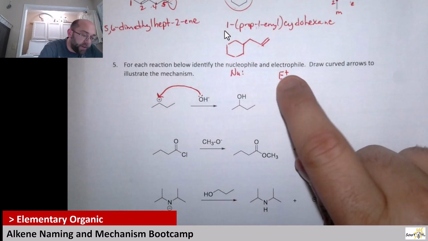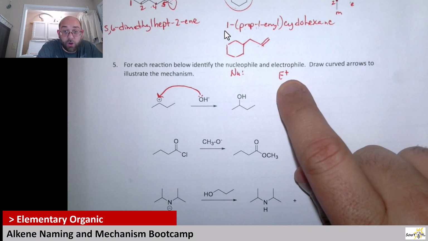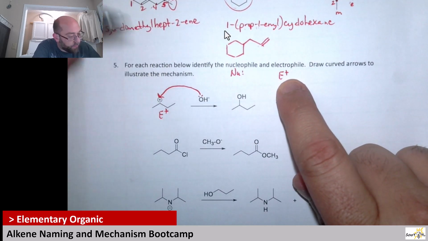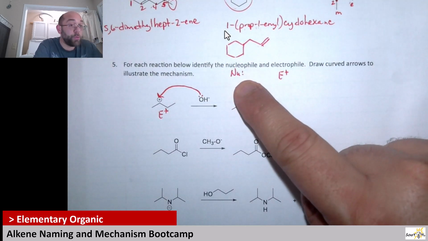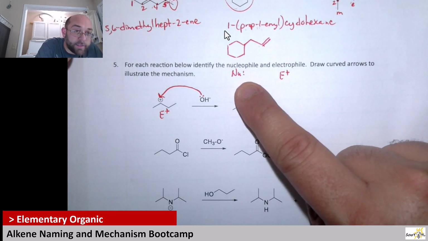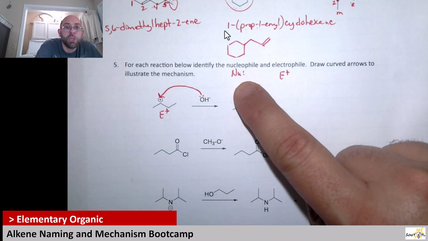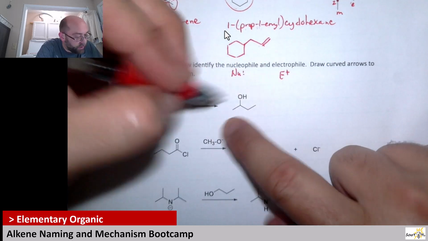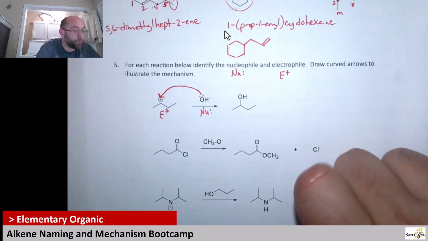So electrophiles are electron lovers, right? What loves electrons? Positive charges. So this would have to be the electrophile. Nucleophile would be nucleus lovers. What's in the nucleus of an atom? Protons that have a charge, right? There's neutrons too, but we're talking mostly about protons. So nucleus lovers or proton lovers have to have negative charges. So that's why this guy's our nucleophile.